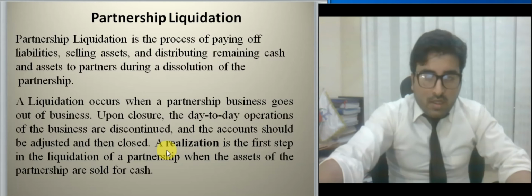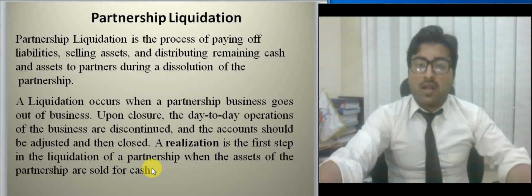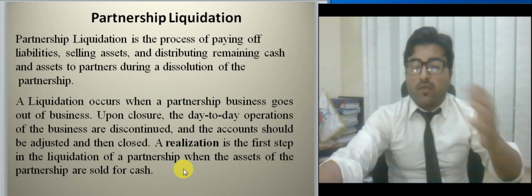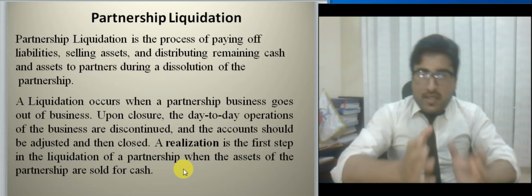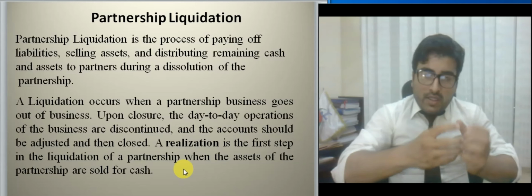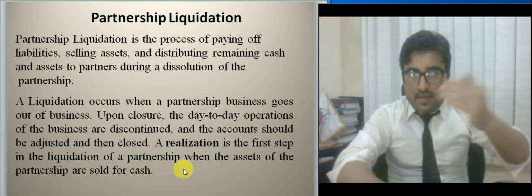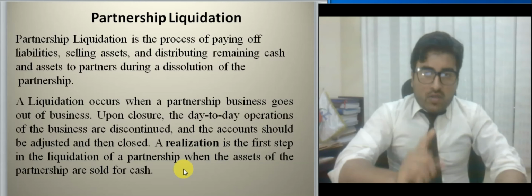Realization is the first step in the liquidation of a partnership, when the assets of the partnership are sold for cash. So what is realization? Realization is whenever we take the assets of the partnership business and sell them in the market. Clear? That is called realization.